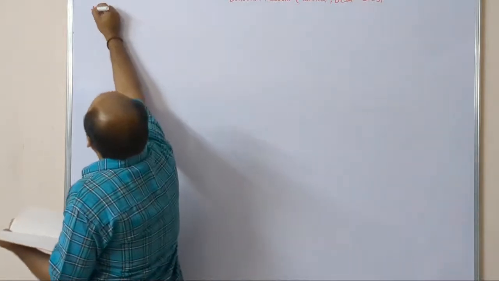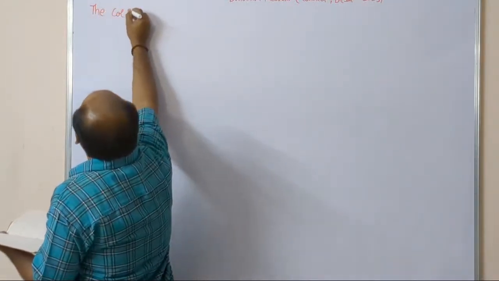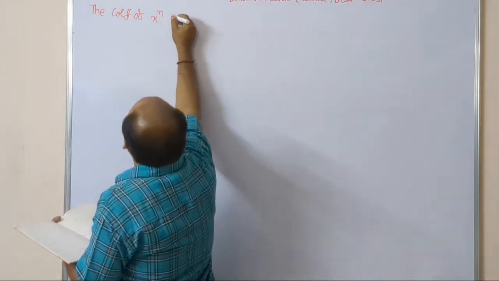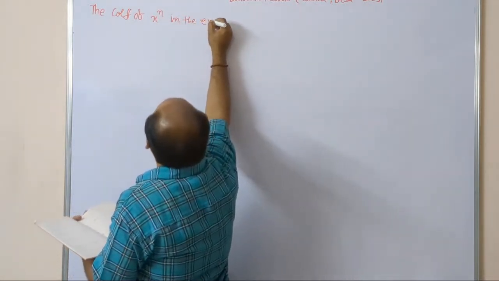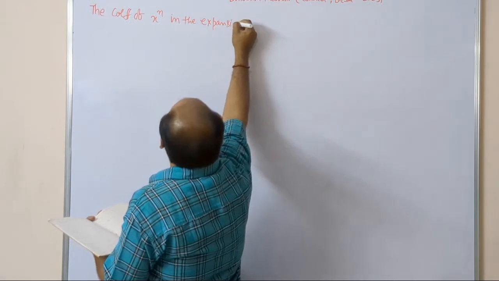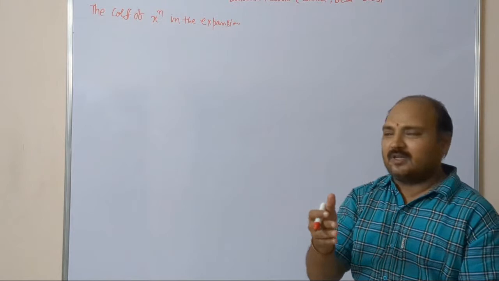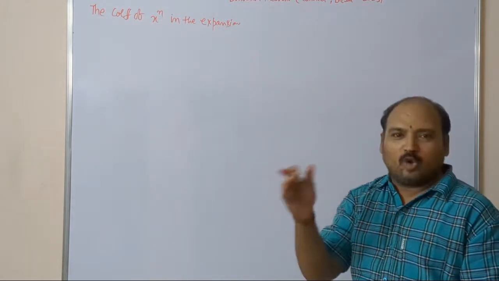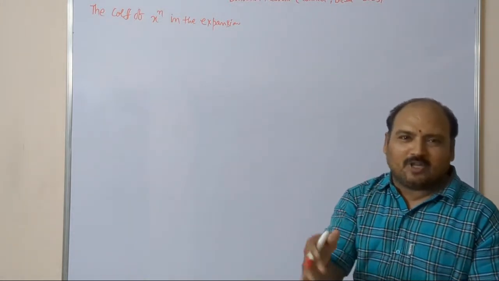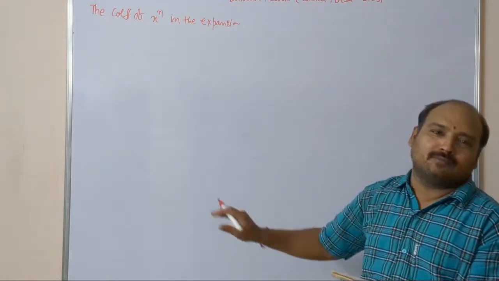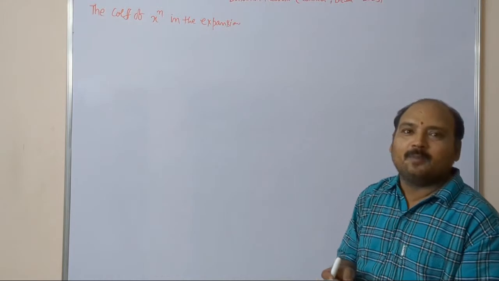The coefficient of x power n in the expansion. Generally middle term, greatest term, and x power n coefficients are easy to do. Generally in IP also practice. No, these type of questions you didn't practice in the IP. So that is the reason I am working out here, students. Please do understand that.